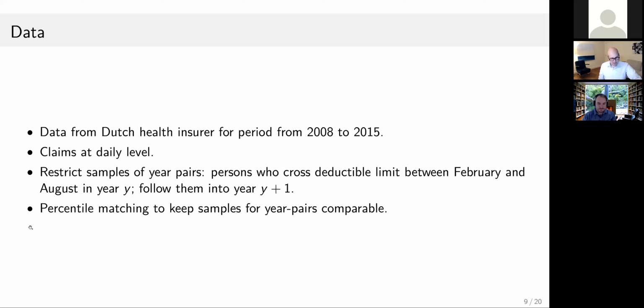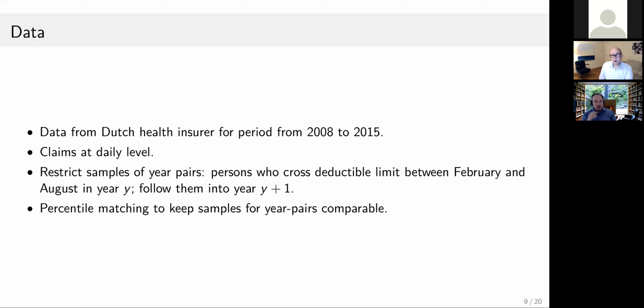Good. How do we do it? We have data from a Dutch health insurer. We have claims at the daily level. We work with these year pairs. And what we do, as I said, is we select persons who cross the deductible limit between February and August.